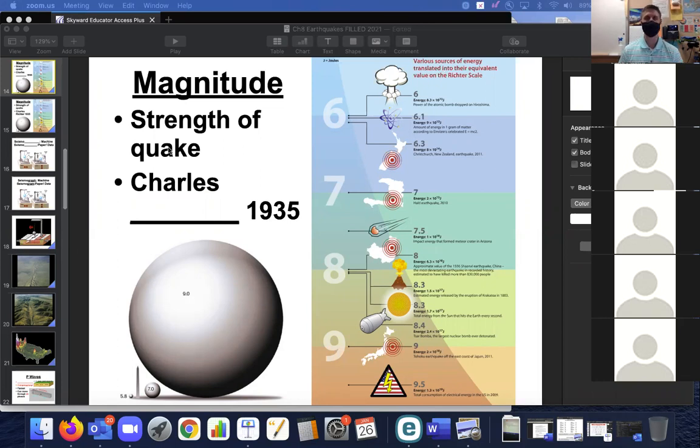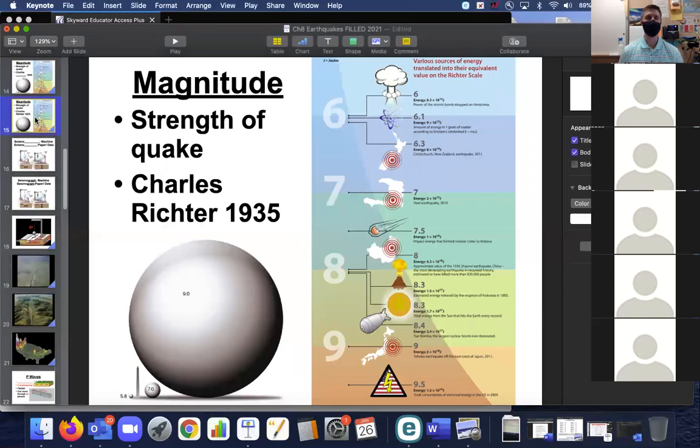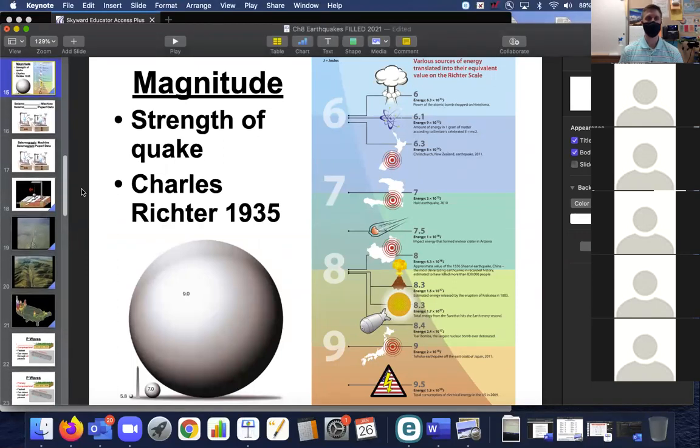So the magnitude is the kind of the scale that we use now. We used to use something called the Richter scale, which was developed by the scientist Charles Richter in 1935. We don't use the Richter scale anymore. We use the magnitude, or we talk about the magnitude of an earthquake. Similar to the Richter scale, as the numbers get bigger, the earthquakes are bigger. They're more powerful, more destructive.